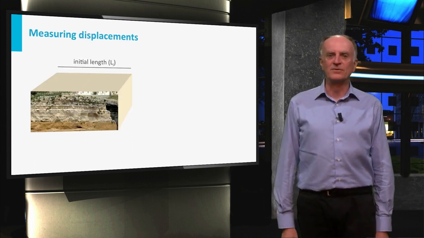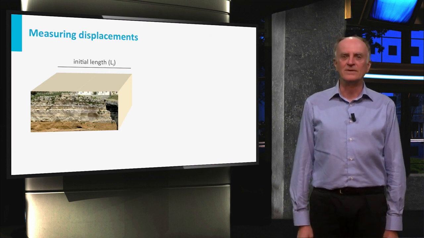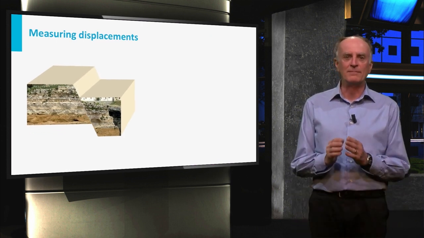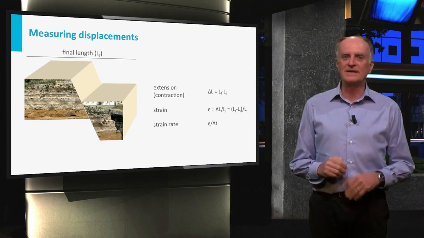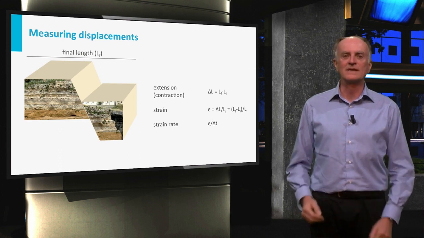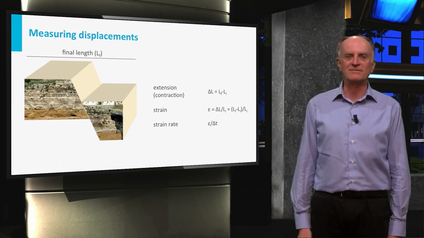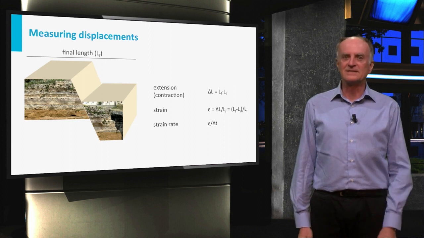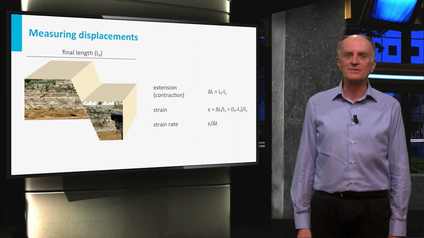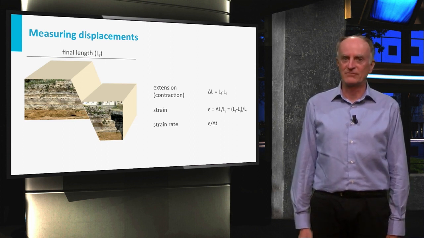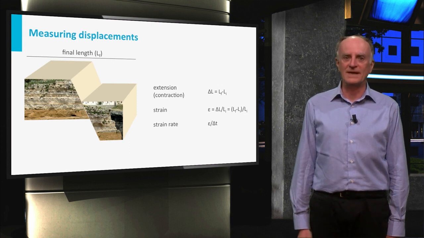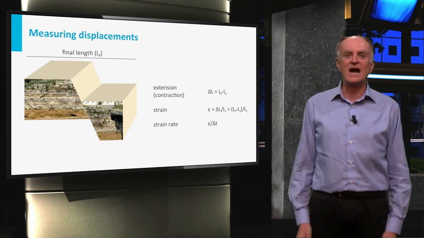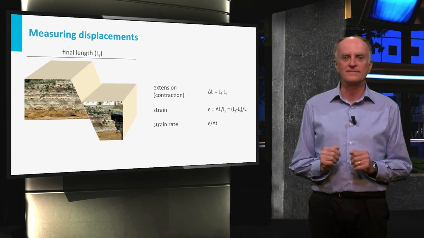Quantifying movements across faults is of great importance. During deformation, the body will become longer, as in the case shown, or shorter. The difference between the initial and the final length is called extension or contraction, respectively. If you normalize this number by the initial length, you obtain a parameter called strain. If information is available on the duration of faulting, one can obtain the rate of deformation. Many geological phenomena depend on how fast deformation occurs.